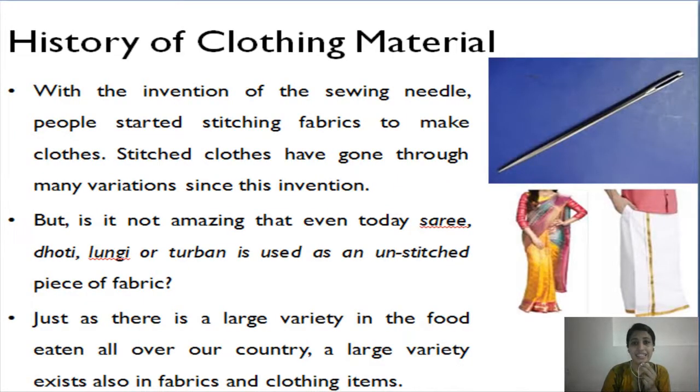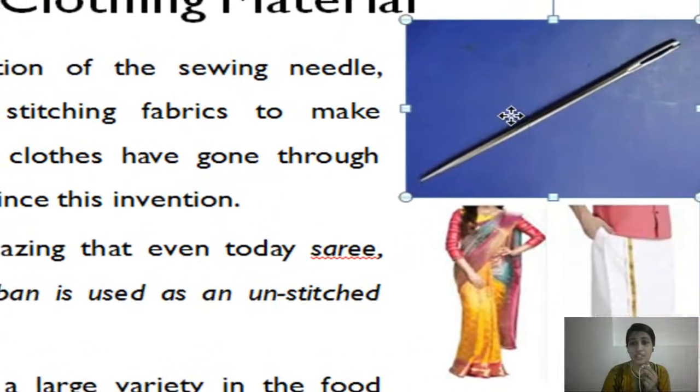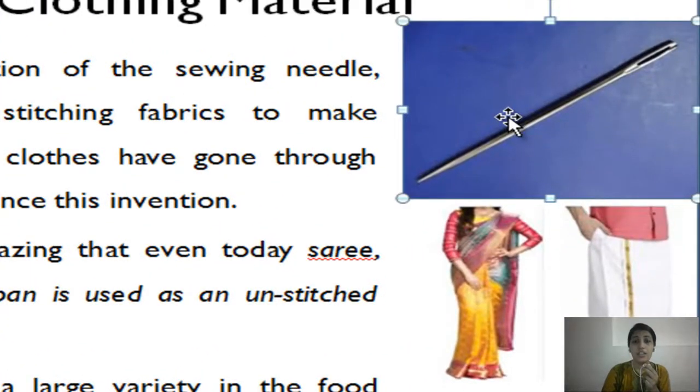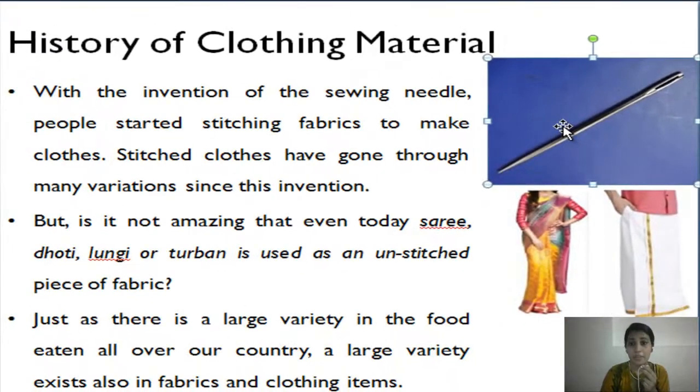In those days, stitching was not known. People simply wrapped the fabrics around the different parts of their body. Many different ways of draping fabrics were used. With the invention of the sewing needle, see this first figure, people started stitching fabrics to make clothes. Stitched clothes have gone through many variations since this invention.